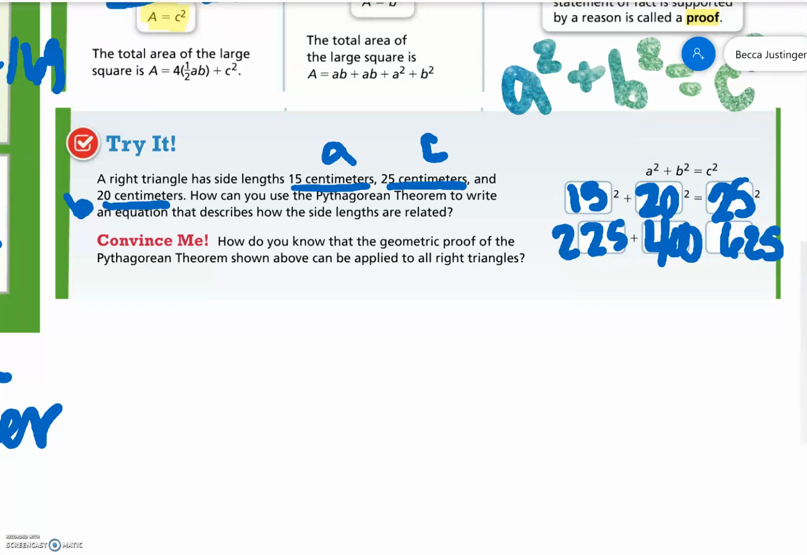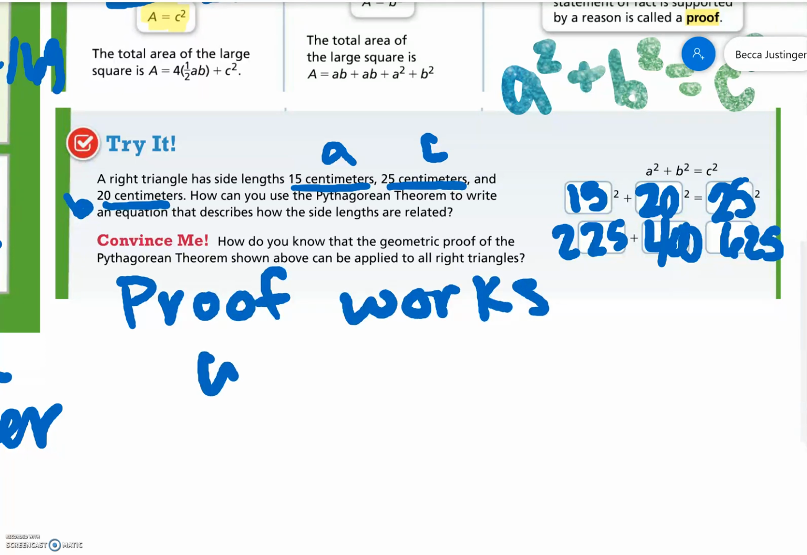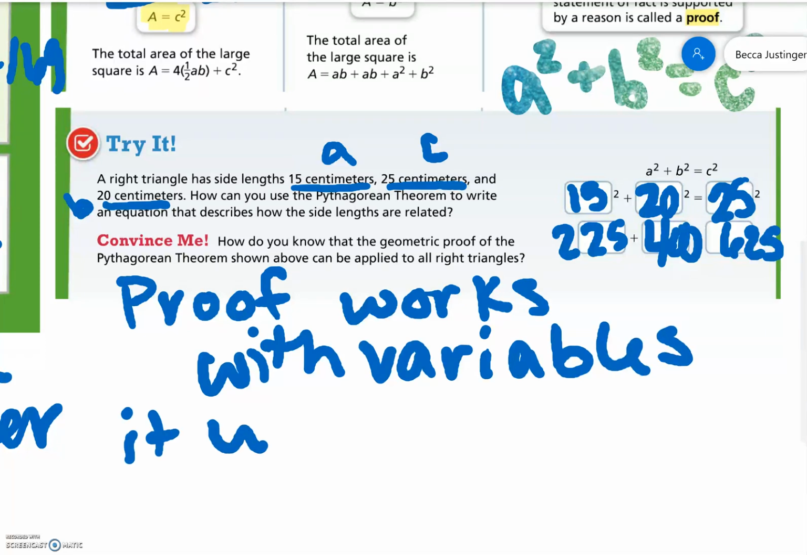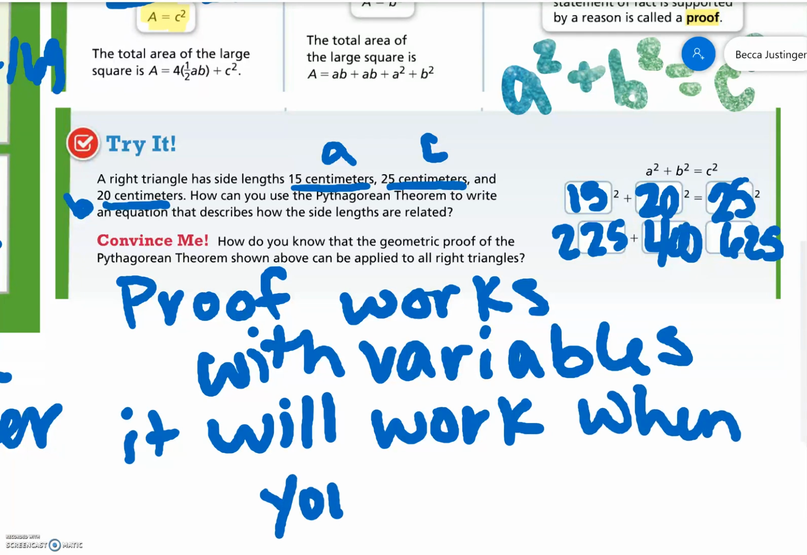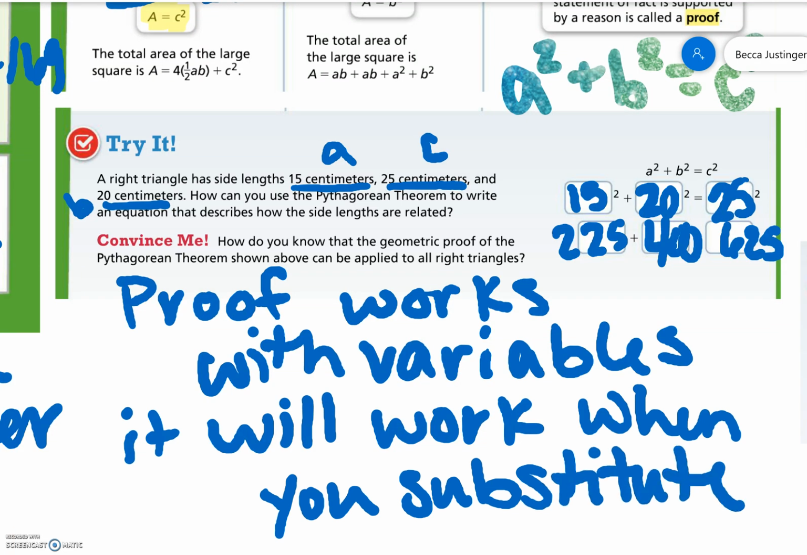How do you know that the geometric proof of the Pythagorean theorem shown above can be applied to all right triangles? Well, we just showed it with a proof. We just showed it with variables. So since the proof works with variables, it will work when you substitute. The only time it will not work is if it's not a right triangle or you put a, b, and c in the wrong place.